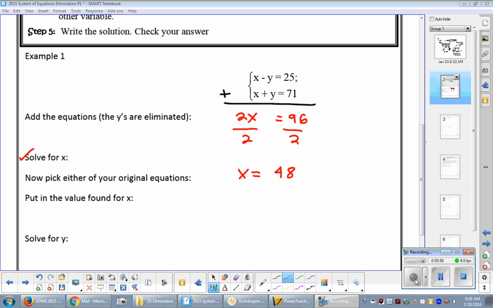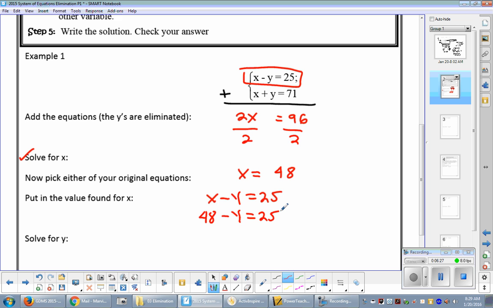Once you have the value of one variable, you can use either the first equation or the second equation. I will use the first equation. I will replace the x in my first equation by 48. So I will have x minus y equals 25 from my first equation. Replacing my x here by 48, I will have 48 minus y equals 25.